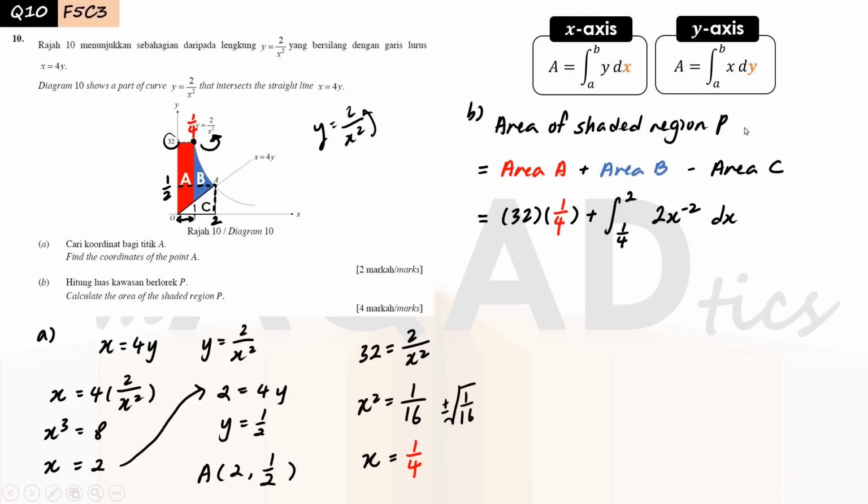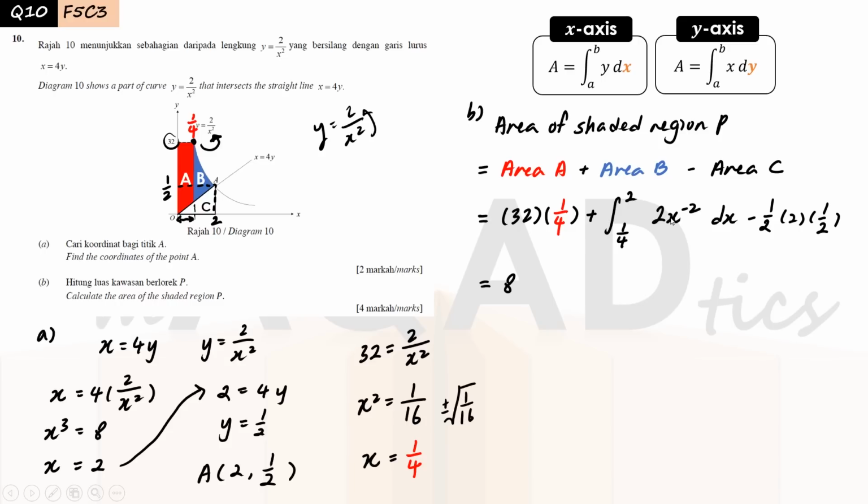Okay, and for area C, the triangle, we are going to use the formula of the area of a triangle, which is 1 over 2 times the base, which is here, so it's 2, and the height, which is here, which is 1 over 2. So now we are going to simplify this.